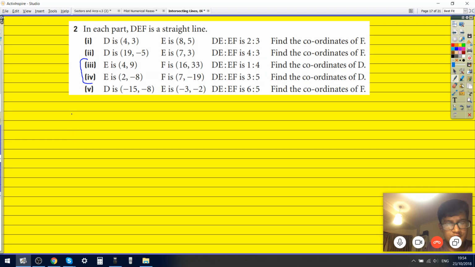So E is 2, minus 8. F is 7, minus 19. And D to E to E to F is 3 to 5. So D to E is 3. E to F is 5. That would be 3 over 8 and then 5 over 8. Yeah, the ratios.